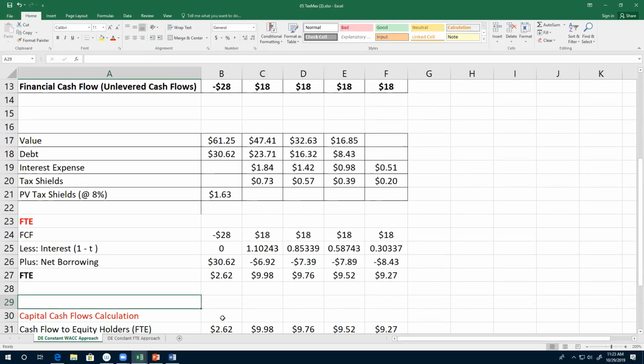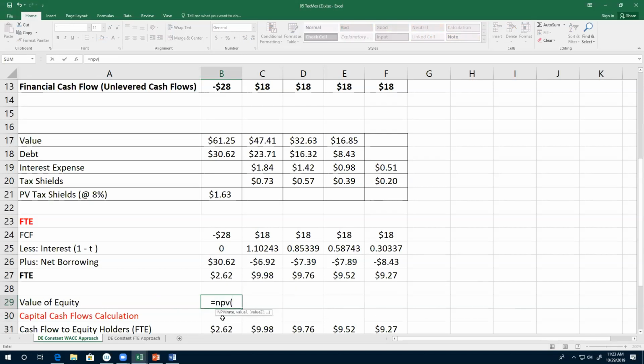Here's some troubling part potentially. If you say, okay, what is the value of equity? If you just calculate value, where value of equity is calculated as NPV, what is the rate that you will use? What is the discount rate that you should use? Cash flow to equity holders. What is the discount rate that you should use? Sorry? Cost of equity, which is given in our case as 10%, right? So 0.10, and then you just discount these future cash flows to equity.